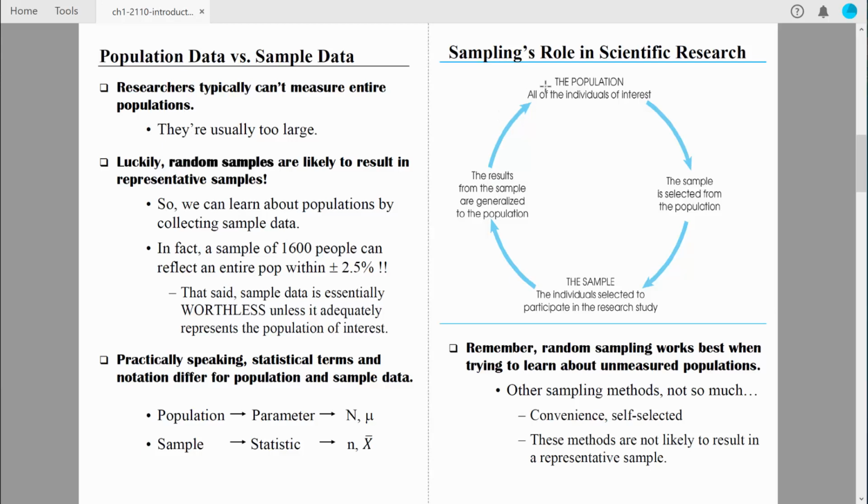So instead of seeing populations and samples as being completely different, see them as working together. We collect data from a sample to learn about a population. I have sample statistics so that I can learn about population parameters. But now keep this in mind. Random sampling works best when we're trying to learn about some unmeasured population. Random sampling. Other sampling methods don't usually work as well.